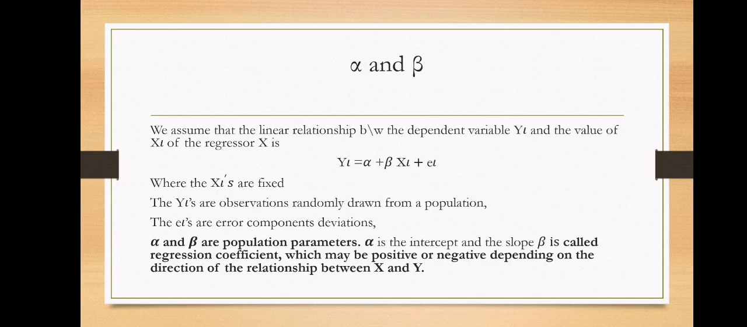First of all, we have to define alpha and beta. We assume a linear relationship between the dependent variable y_i and the value x_i of the regressor x: y_i equals alpha plus beta x_i plus e_i, where the x_i are fixed. The y_i are observations randomly drawn from a population. The e_i are error components, or deviations, where alpha and beta are population parameters. Alpha is the intercept and the slope, beta, is called the regression coefficient, which may be positive or negative depending on the direction of the relationship between x and y.